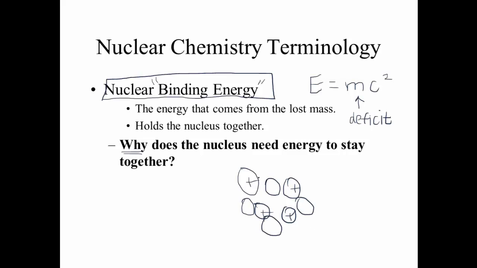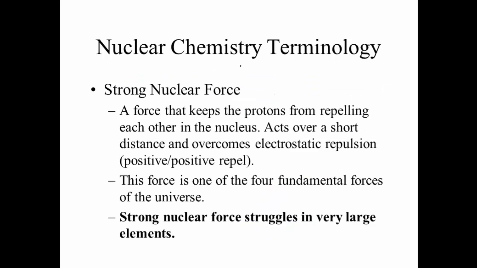Do these protons want to be in very, very close proximity to each other? Not really. We know from Coulomb's law that like charges repel. So these protons don't want to be close to each other. In order for them to get really, really close together like they are in the nucleus, we need energy to hold them there. So that's the nuclear binding energy. And again, we get it from the lost mass.